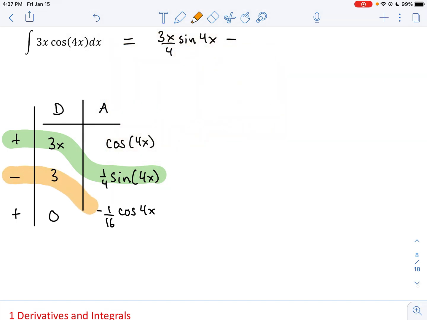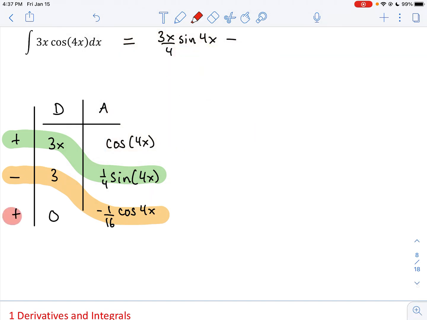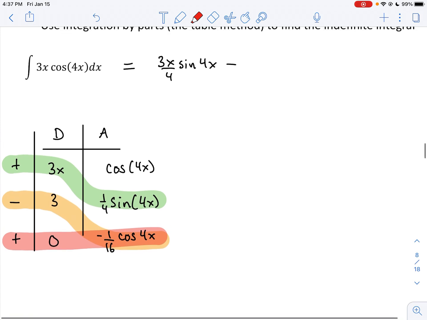Then you just do these diagonal products. You keep this up until you get to the bottom of the table, and you finish by integrating the final product, which is horizontal. So we have the green and the orange products are diagonal. Those are considered finished, integrated. So the green, when multiplied together, just gives me that first term. Now, when I multiply the orange together, we have minus 3 times negative 1/16 cosine 4x. That's going to be just positive 3/16 of cosine 4x.